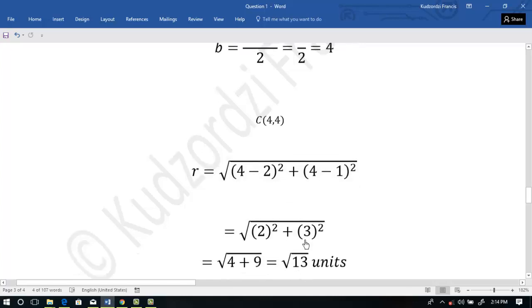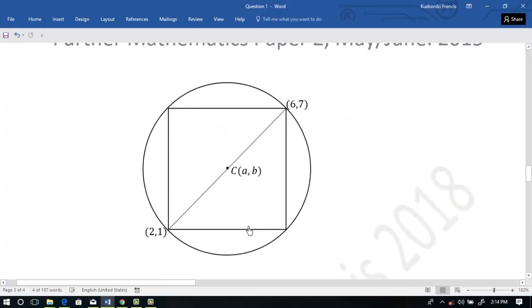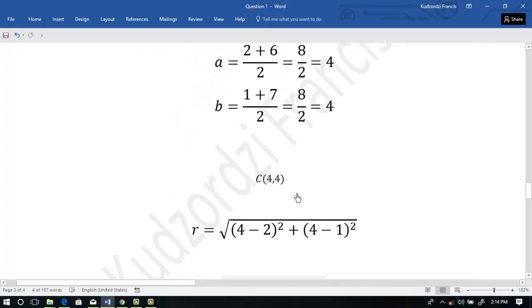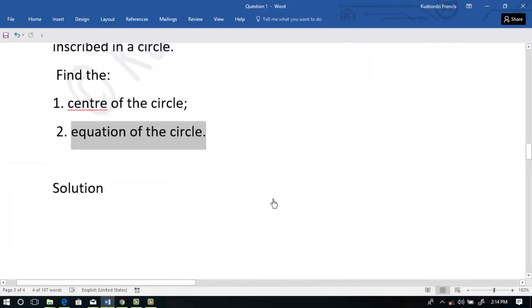Now, this simplifies to give us root 13 units. According to the chief examiner on this question, most students were able to find the center. They did very well. The only problem is the B aspect, that they were not able to do well, and the equation of the circle.